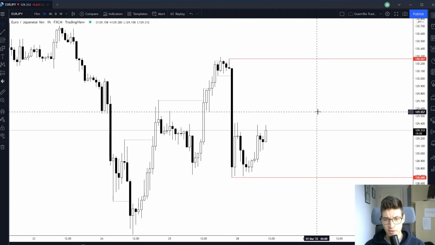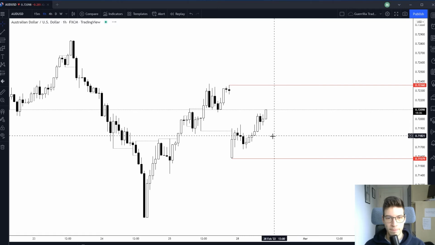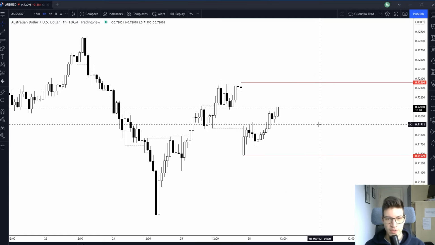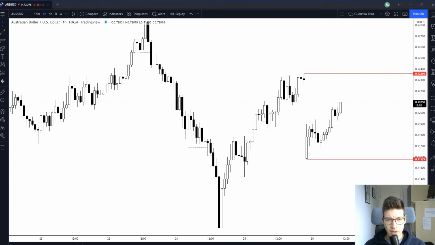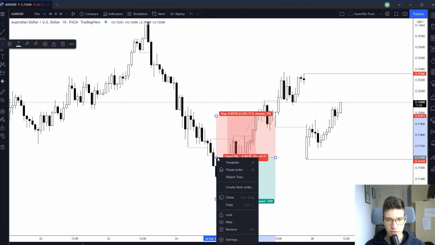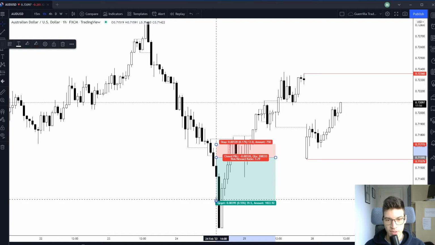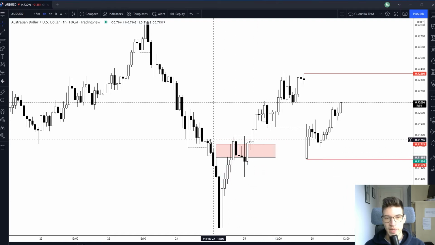Now let's take a look at the Aussie pairs. So the Aussie and US dollar, I was in a trade. I think I covered it in the last forecast. So right here I took a short. It was a loss, but it fit my plan 100%.